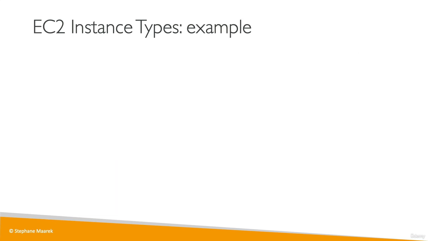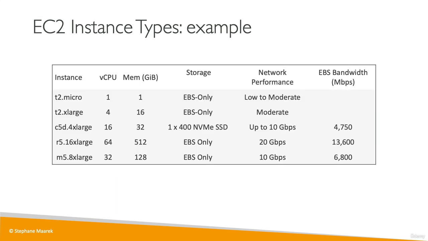So what does it mean? Let's compare a few instance types. For example, for T2 micro, we have one vCPU and one gigabyte of memory. If you look at the R5 16xlarge, we have 64 vCPU and 512 gigabytes of memory. So we can see there's a lot more emphasis on the memory. If we compare it, for example, to a C5d 4xlarge, we can see we have 16 vCPU and 32 gigabytes of memory. So less memory, more CPU, and so on, with different network performance, different EBS bandwidth, and so on. So just to give you a point of comparison.